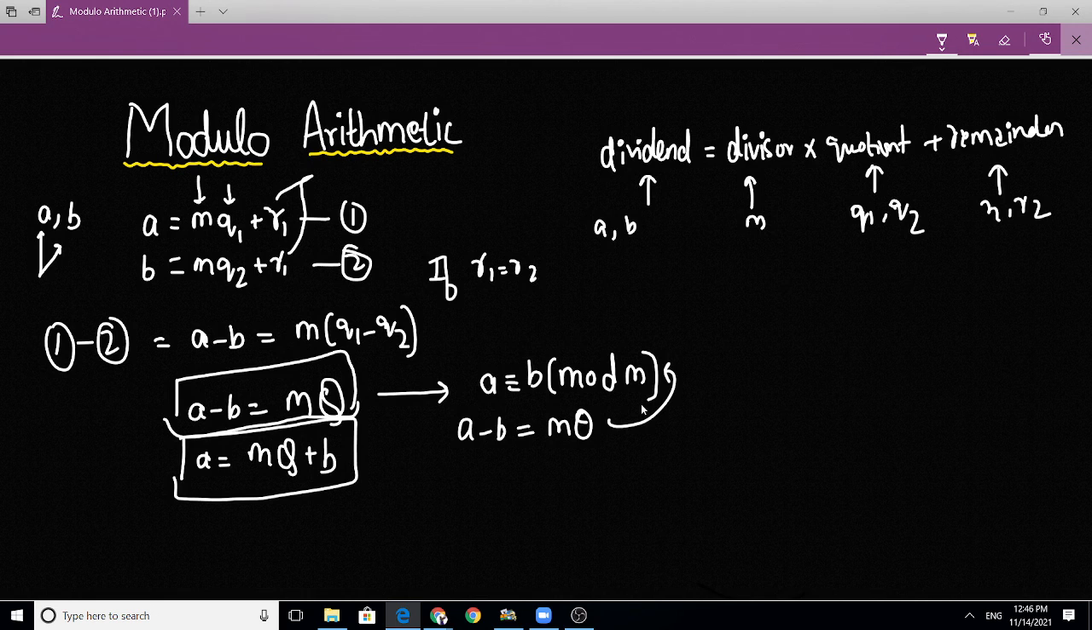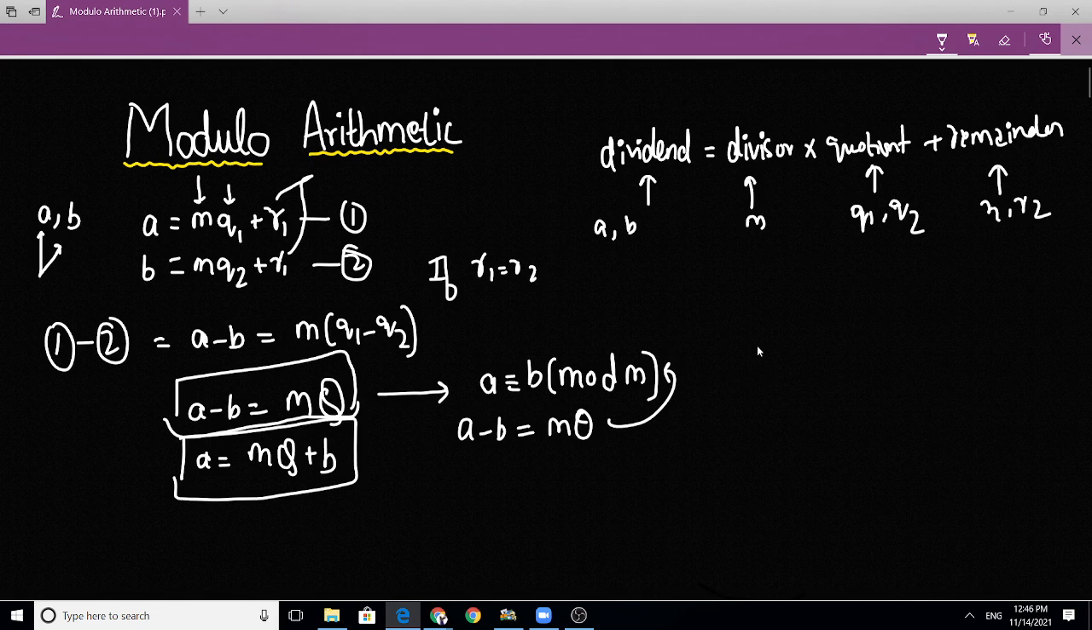So this is a really simple concept where many people will get confused, and for some people it's going to be a tough concept. In general, it's not so tough, not so easy. So A congruent to B modulo M can be written as A minus B equals MQ. This is just a different notation.